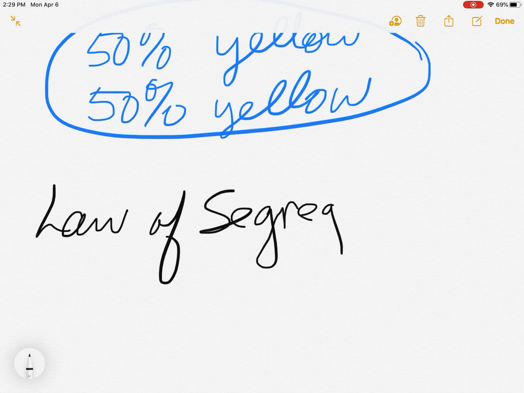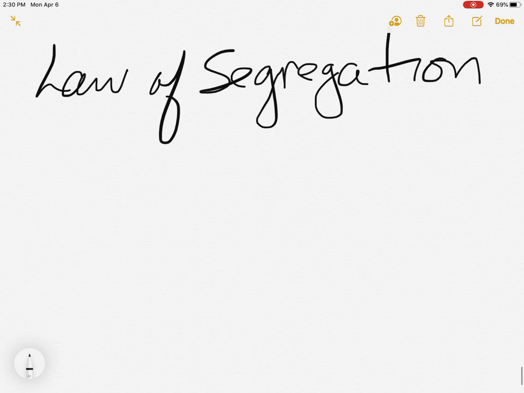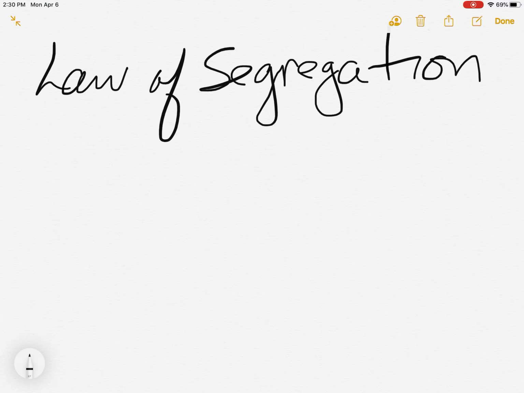So Gregor Mendel, remember, he didn't understand what was going on deep inside. He didn't know the genetics. It wasn't discovered yet. So he just knew that somehow there were these two factors or genes, and somehow they had to be passed on from the mother and the father, and that they had to be separated or dissociated. So segregation means to be separated.